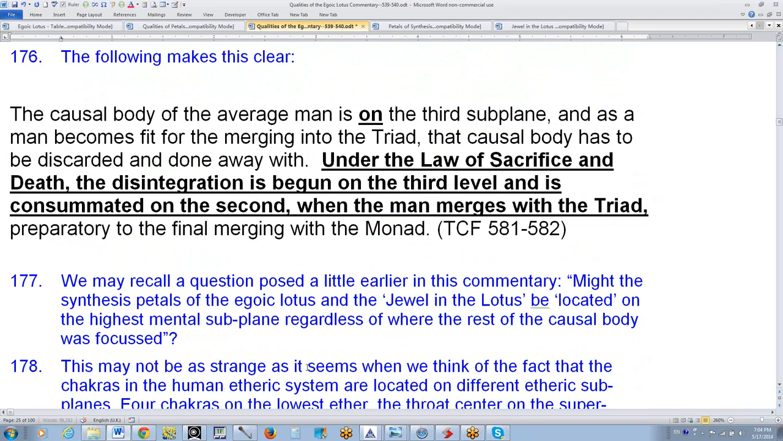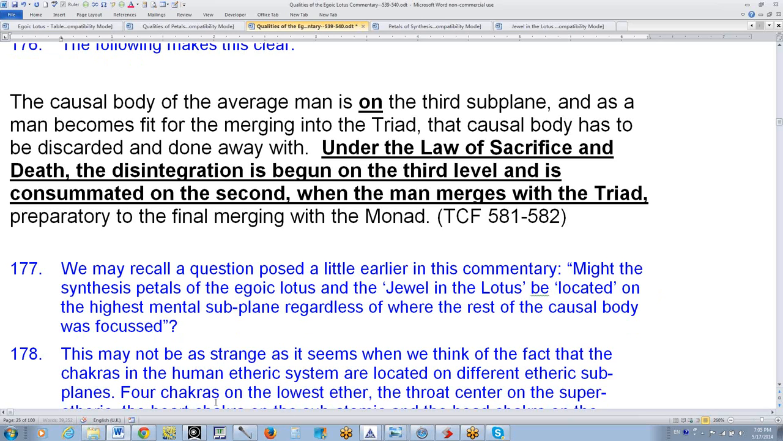Yes, it looks like the reference that is needed here. The causal body of the average man is on the third subplane, and as a man becomes fit for the merging into the triad, that causal body has to be discarded and done away with. So under the law of sacrifice and death, the disintegration is begun on the third level and is consummated on the second, when the man merges with the triad. Now that's the destruction of the causal body, right? Preparatory to the final merging with the monad. That is so important. The second level, second subplane, then a merging with the triad, and final merging with the monad. It's all sequential in that sense.